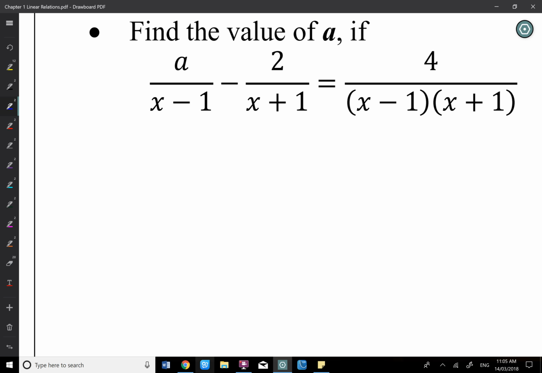What you can see is that the right hand side's denominator is the common denominator for the left hand side. Okay.